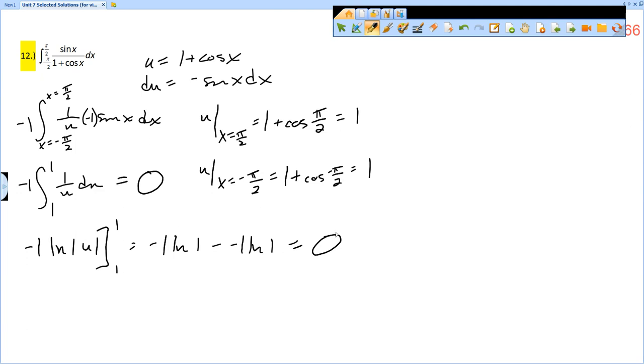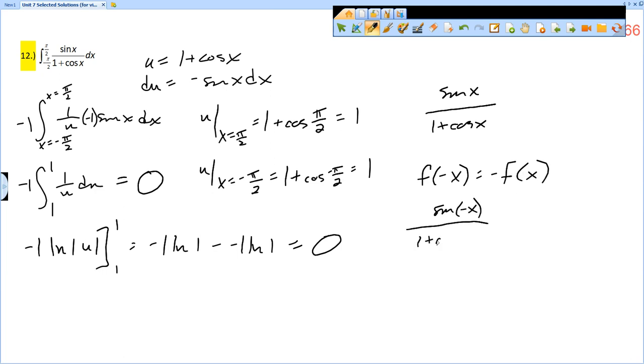But you could have just gone from the very beginning and realized that sine of x over 1 plus cosine x is an odd function, right? Because remember, an odd function is one where f of negative x is equal to the opposite of f of x. And so the sine of negative x over 1 plus cosine of negative x is equal to the opposite of sine of x, right? Because sine is an odd function and cosine is an even function. So the bottom would just be 1 plus cosine x. So this is an odd function.